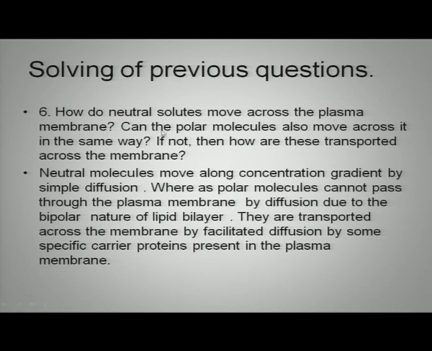Now, here is the sixth question: how do neutral solutes move across the plasma membrane? Can the polar molecules also move across it in the same way? If not, then how are these molecules transported across the membrane? You can verify your answers.